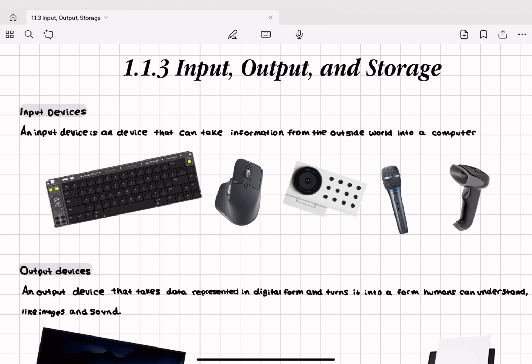And there's multiple types of input devices. There's keyboards, mice, webcams, microphones, barcode scanners and much more. There's even scanners. So it's not just limited to that, but the overall definition is right there.